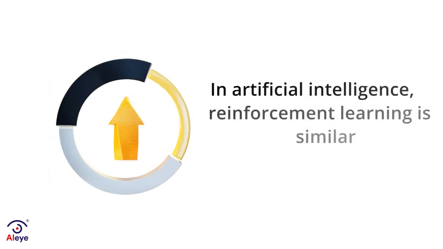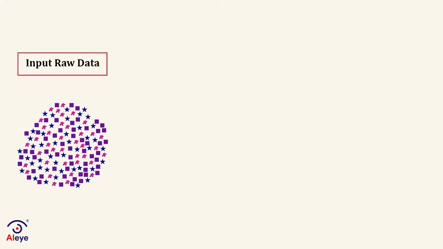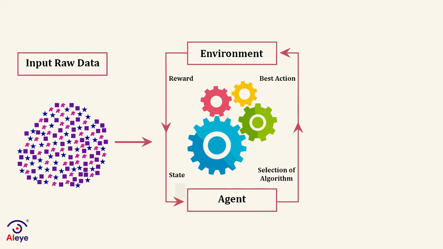In artificial intelligence, reinforcement learning is similar. The neural network produces actions and receives rewards or penalties based on those actions. Over time, it learns to take actions that lead to higher rewards and avoid actions that result in penalties.